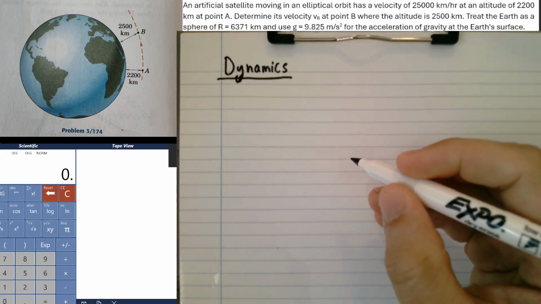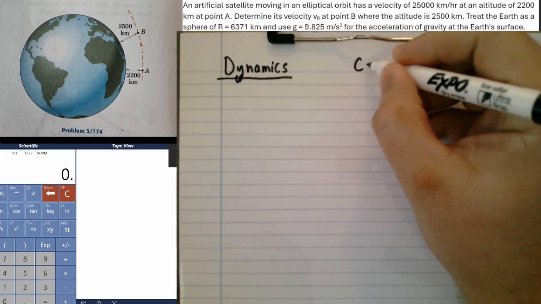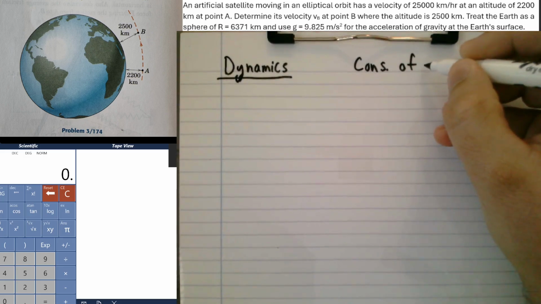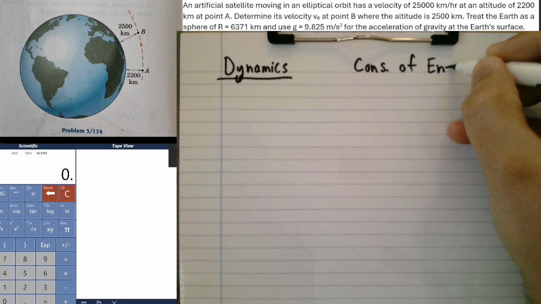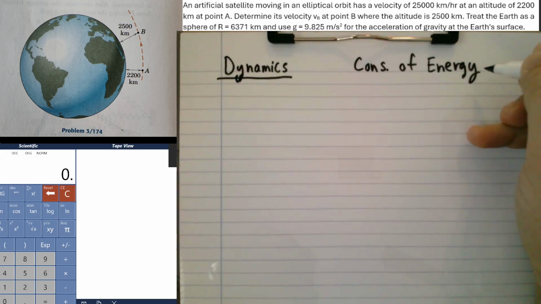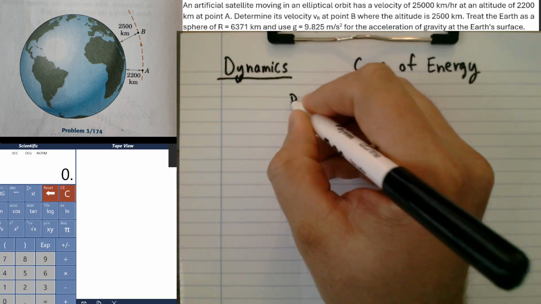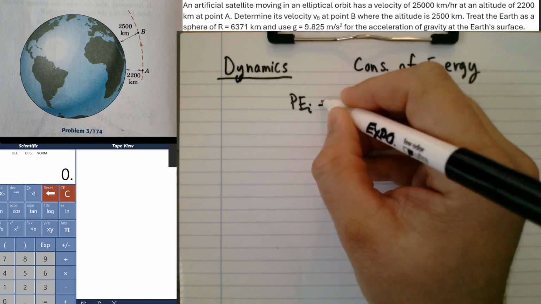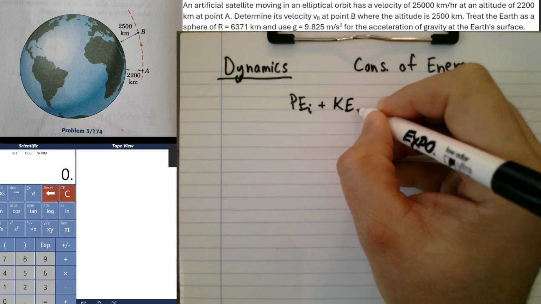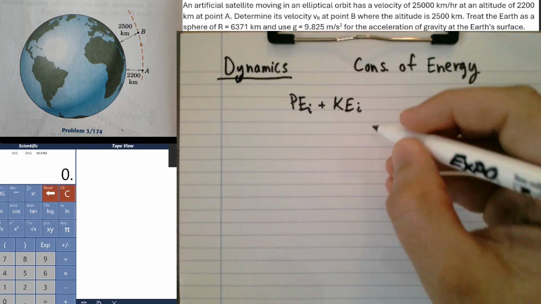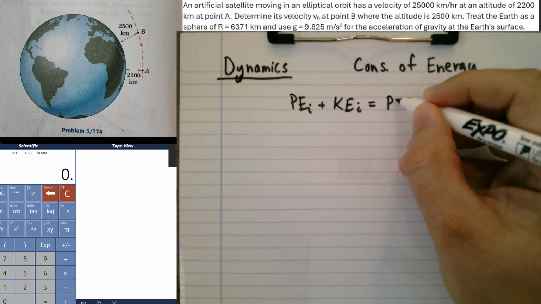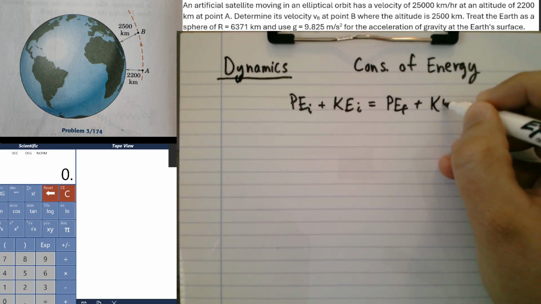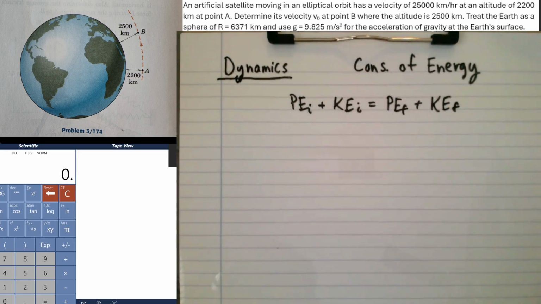All right, so in order to solve this problem, we're going to use conservation of energy. The equation for conservation of energy has the initial energy on the left and the final energy of the system on the right. So in equation form, it looks like this. Initial potential energy plus the initial kinetic energy is going to be equal to the final potential energy of the system plus the final kinetic energy of the system.